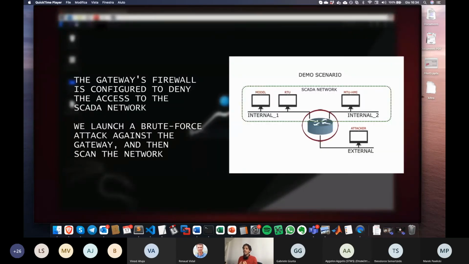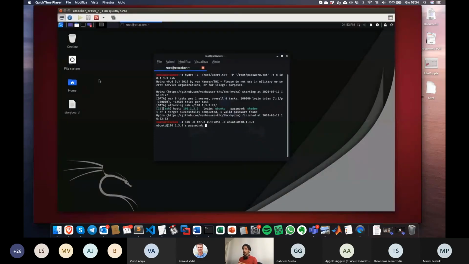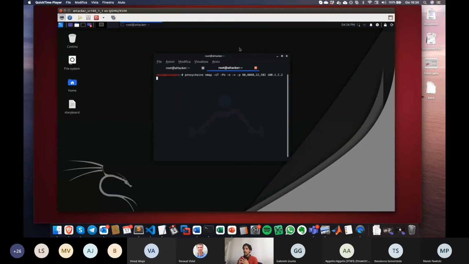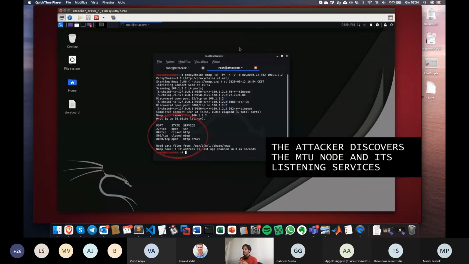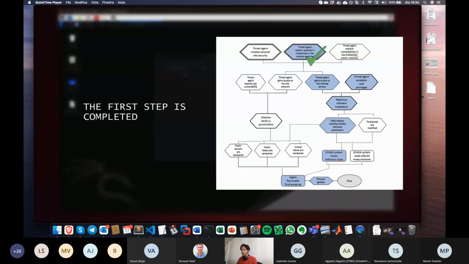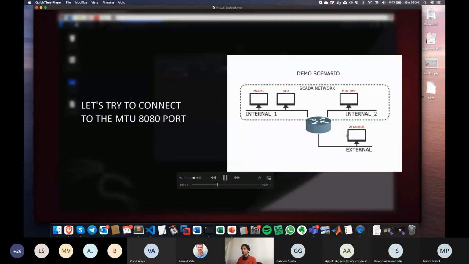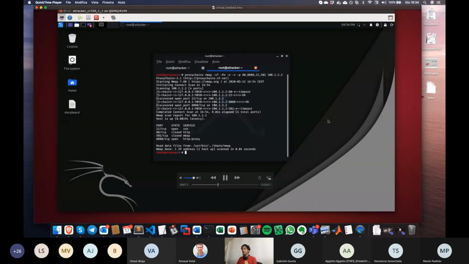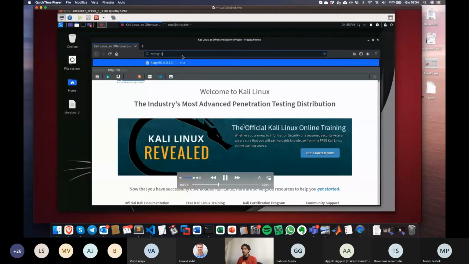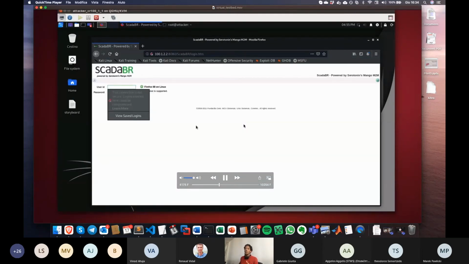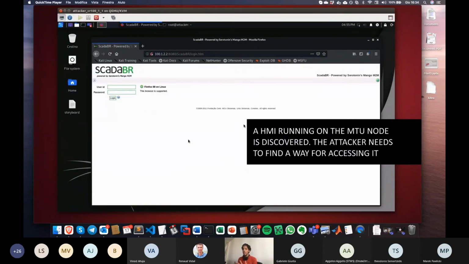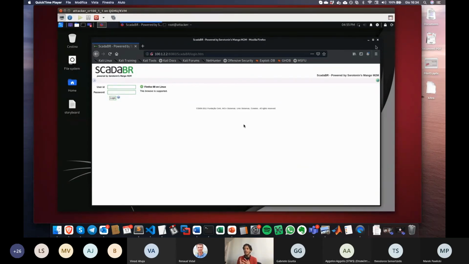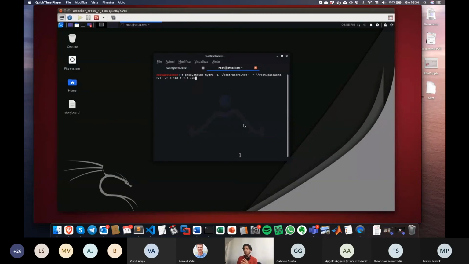How do we do this? We can conduct a brute force attack against the gateway machine, and with some tools we could steal the credentials of the gateway machine. Once we have this, we can connect to the internal HMI. So we inspect the network and then we go to our HMI. So the attacker now is able to get access to the HMI. He is able to reach the HMI of the infrastructure.